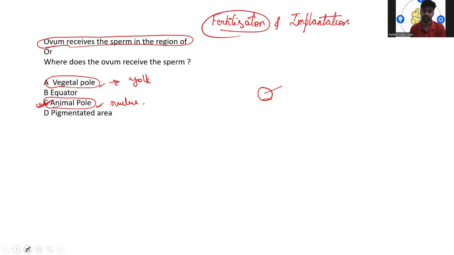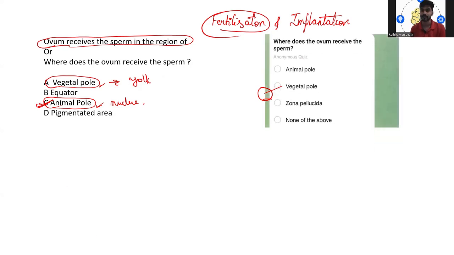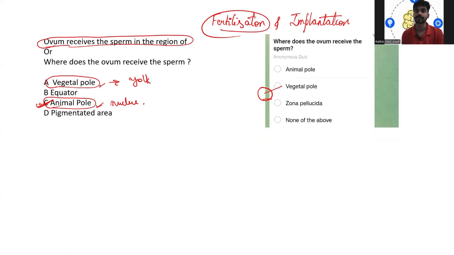But if the question is asked in this way, what is the question now? Where does the ovum receive the sperm? It is the same thing: the ovum receives the sperm in the region of, or where does the ovum receive the sperm? If that is asked, and they give you the options animal pole, vegetal pole, zona pellucida, and none of the above, what will be your take?